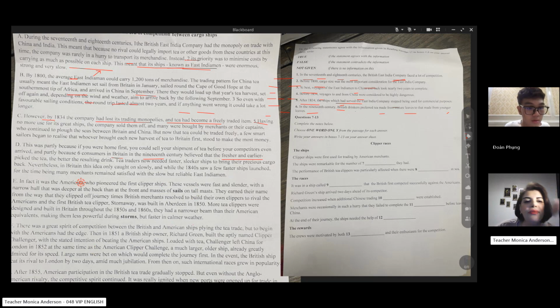And now here. So, this was because if you were first, you could sell, okay, here. So, they preferred to make from mature, which means something not fresh, old leaves, rather than from younger leaves. But here, so let's see. And probably because consumers in Britain in the 19th century believed that the fresher and earlier picked the tea, the better the resulting drink. So true or false?